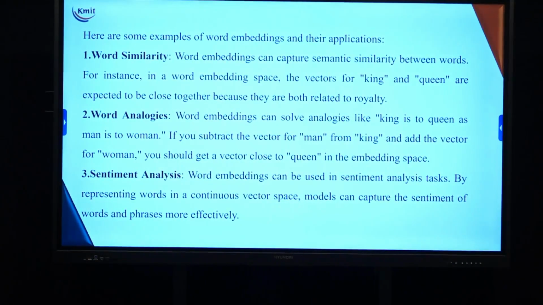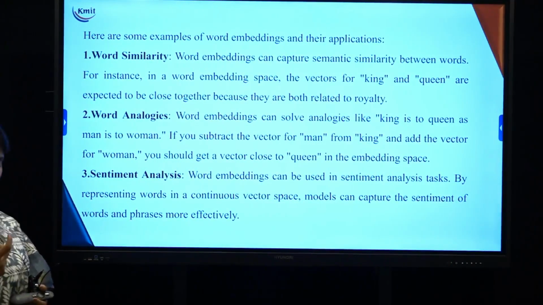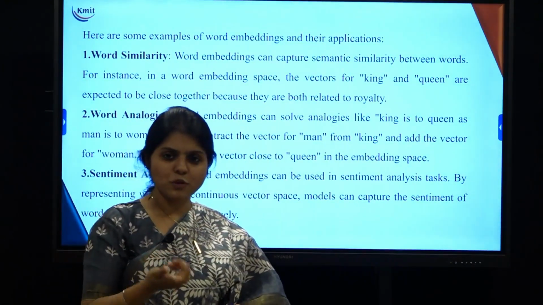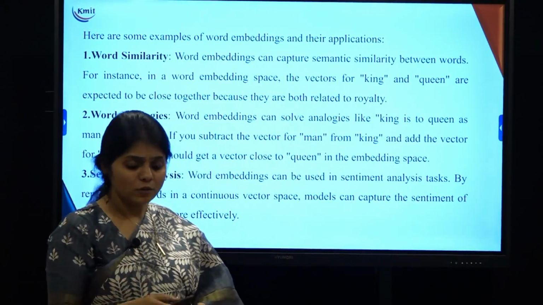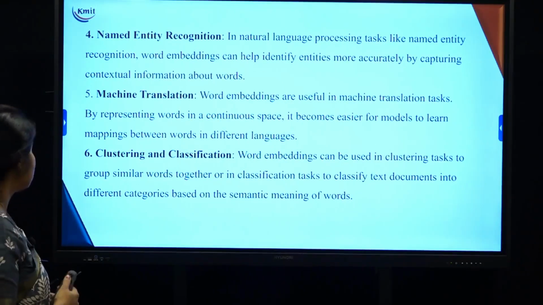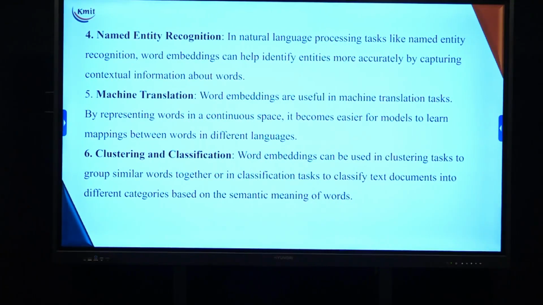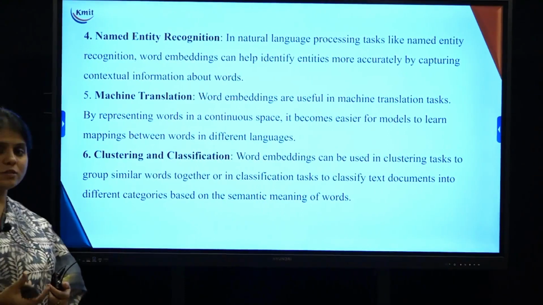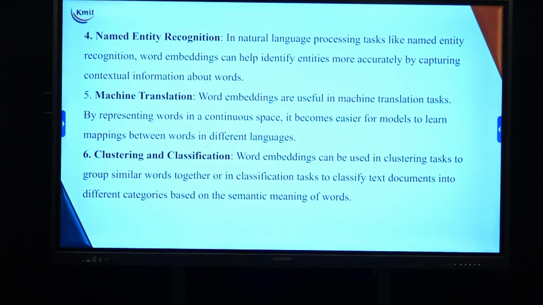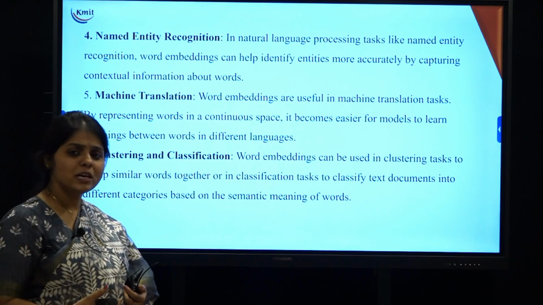Sentiment analysis: if you want to know if the given sentiment or review is positive or negative, you have to understand the words and the meaning of that particular word in the sentence. Named entity recognition, as I told you, when you want to identify entities in the given sentence, we need contextual information about the words. Machine translation: for language translation also you need continuous space and to understand the meanings of the words in the given sentence. And then clustering, classification, many such applications where you deal with NLP tasks.